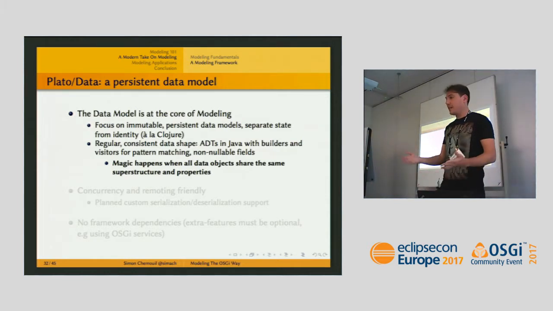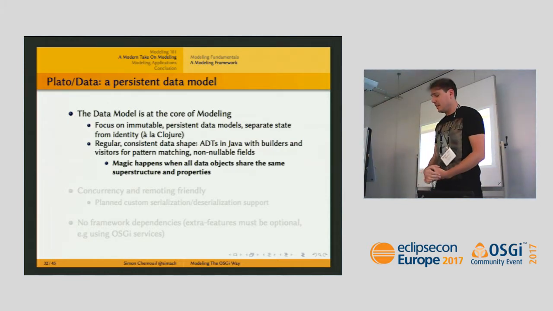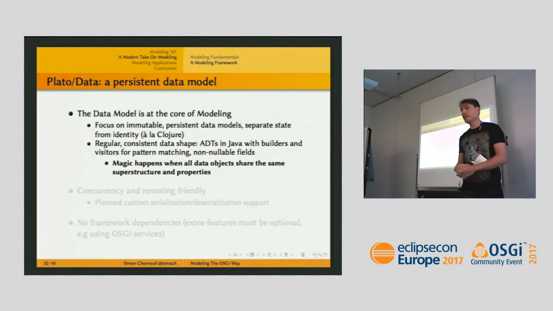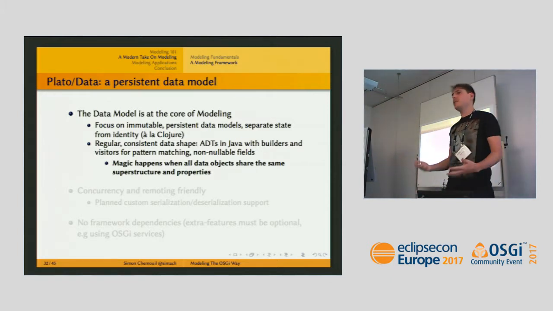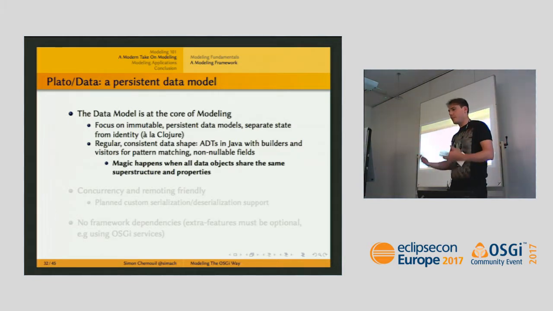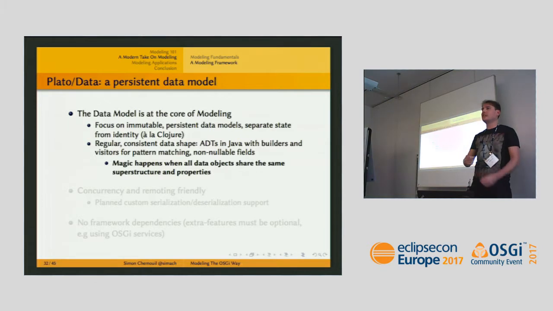It also provides things we like in Java, or in programming in general, so algebraic data types. So you can have pattern matching, you can have builders. And when all of these objects, when you generate these models, they all share the same data structure, the same superstructure, and the same properties, like non-nullability and so on, it becomes really easy to work. You have a lot less cognitive overhead because you know you don't need to care about this or that.